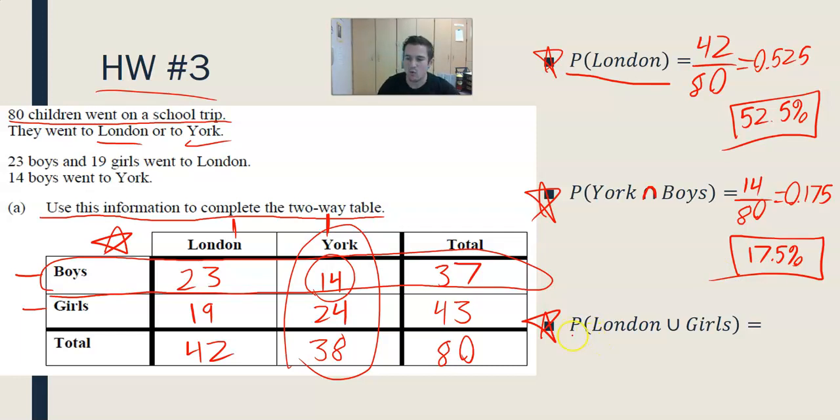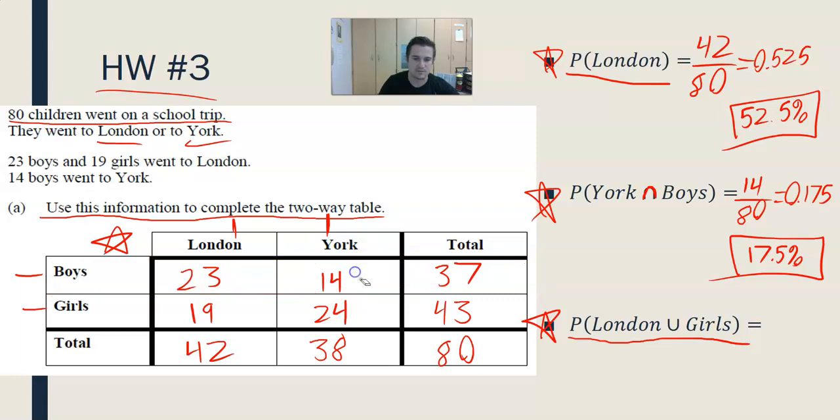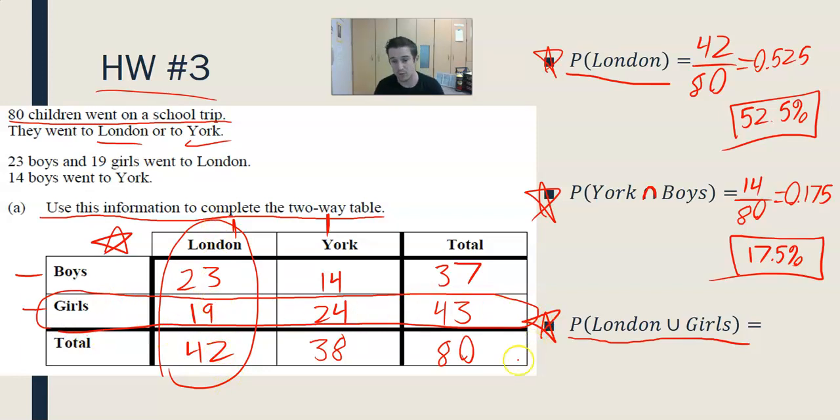Okay, now this last one is the probability of London union girls. Or in layman's terms, I'm trying to find the probability of selecting a student from this group that either went to London or was a girl. So anybody in this column that went to London or anybody in this column that was a girl. So it's possible that I select a person in this group who was a girl who went to York, or a girl who went to London, or a boy who went to London.